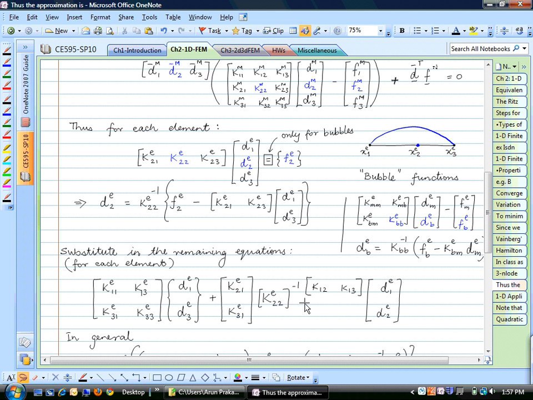Is there something wrong in here? Okay. Yeah, there's a couple of indices mislabeled here. So this should be K1, 2, and this should be K3, 2.